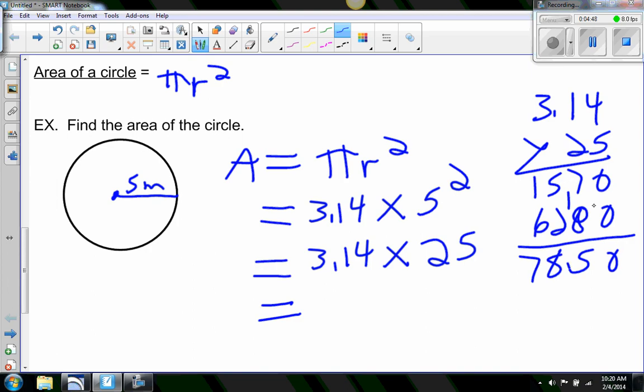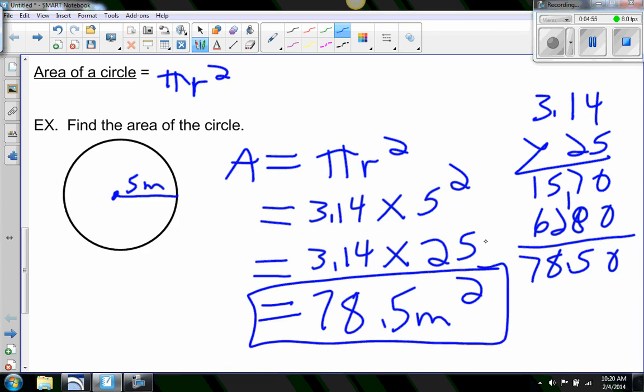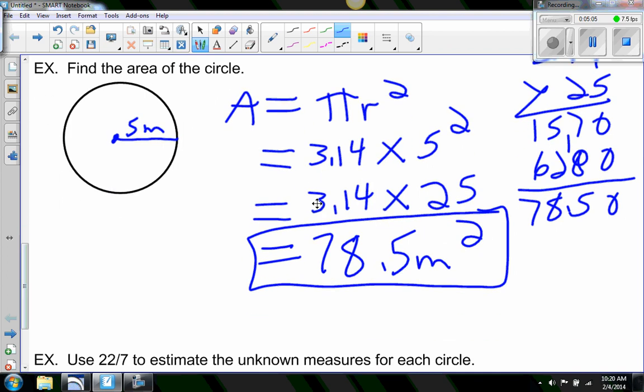Two decimals. So 78.5 meters, and it's square meters because it is area. All area is labeled with this little 2. Doesn't matter what shape you're doing it for. Okay, pi r squared. Pi is 3.14. Plug your radius in, square it, multiply it, done.